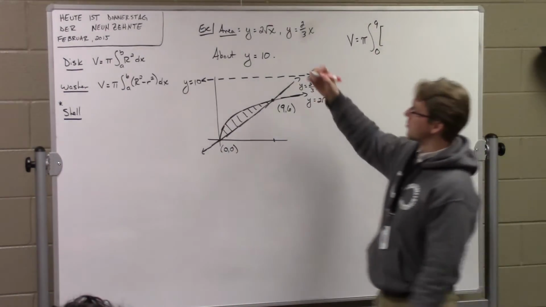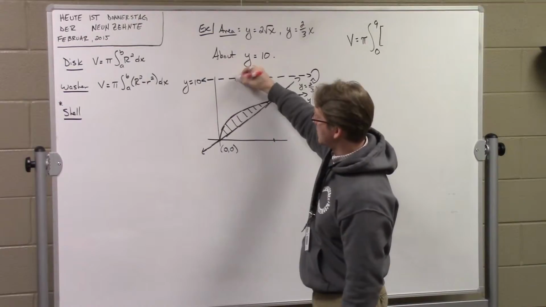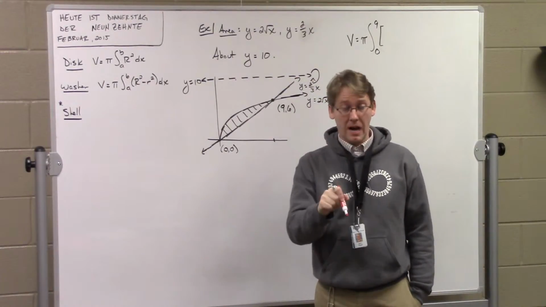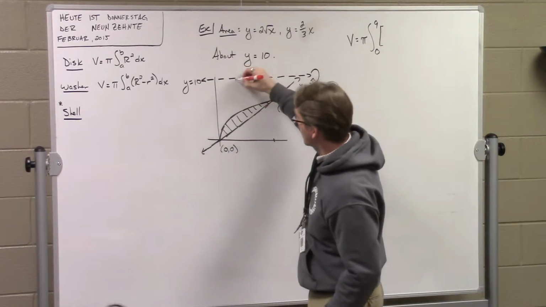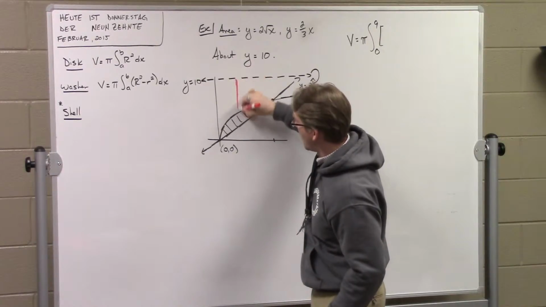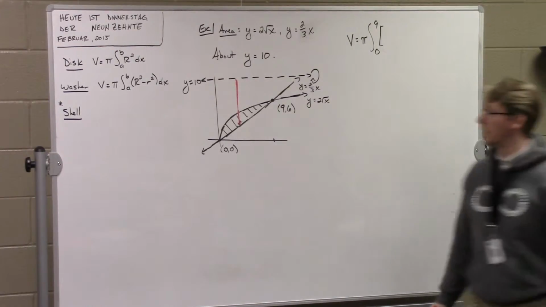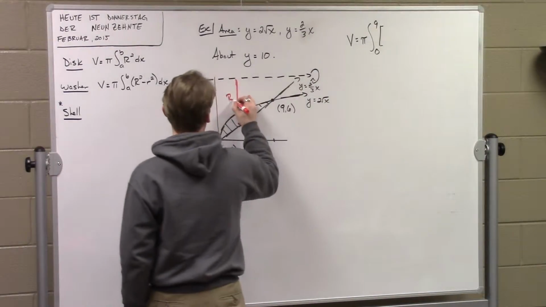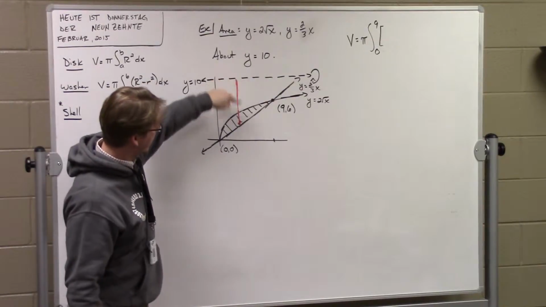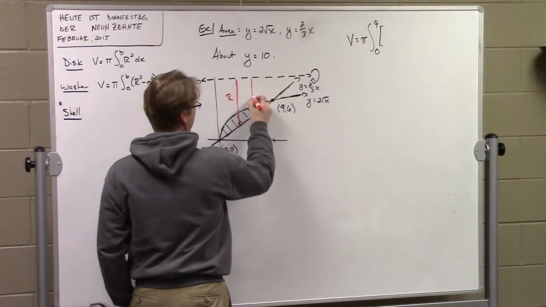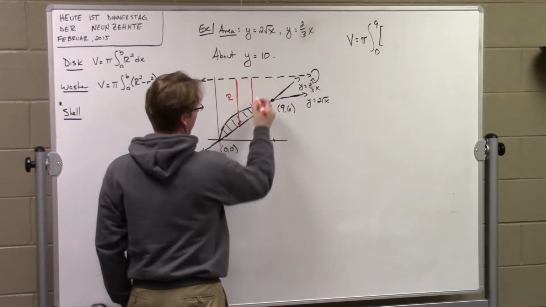Take your pencil and put it on the line that you're spinning around, and draw until you hit the outside function. For this one, the outside function is going to go all the way to the line. So that's big R, whatever the distance is from here to that line. The inside radius for us is going to be from here to the curve.